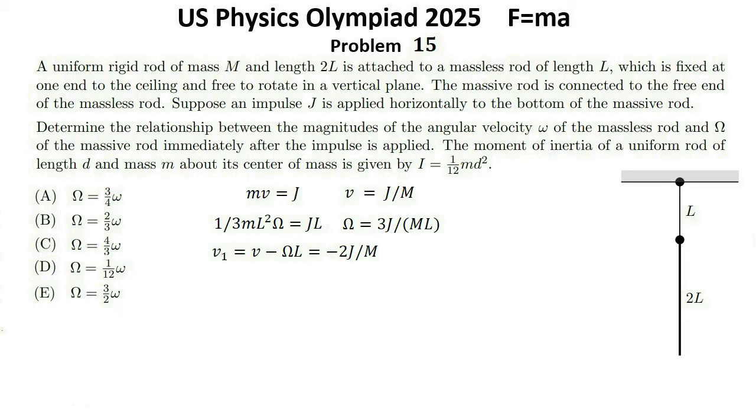Now we can find the linear speed of the upper end of the heavy rod, which is simultaneously the lower end of the massless rod. That will be v1 equals v minus omega L, which is negative 2J over m. It means that the angular speed of the heavy rod is counterclockwise and the weightless one is clockwise. And omega equals v1 over L, which is 2J over m L. Finally, big omega over small omega equals 3 over 2. That was answer E, and that was solution for problem 15.